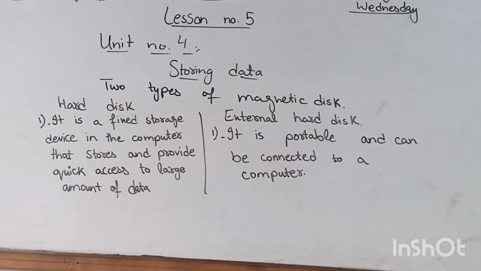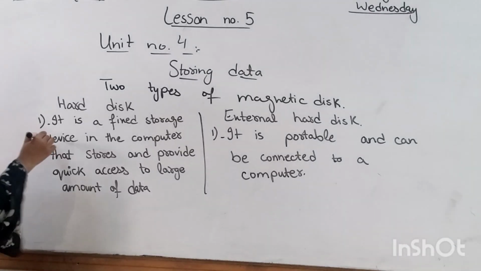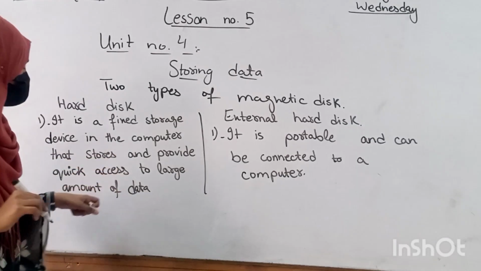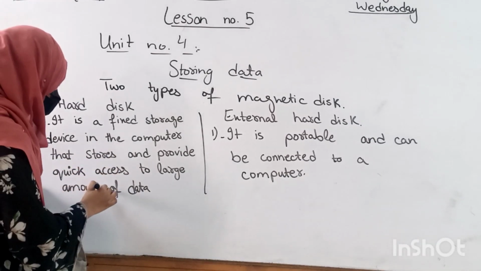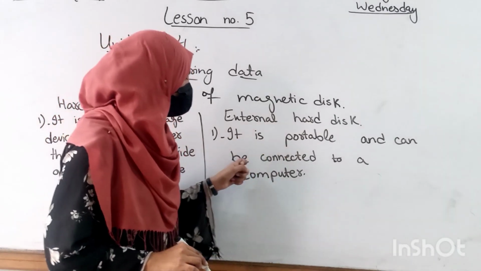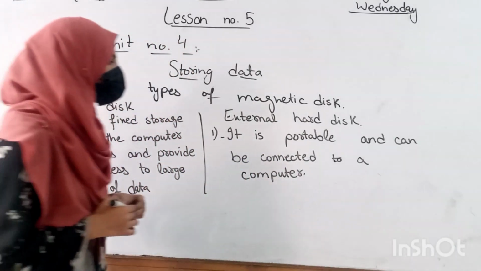So students, as you can see, there are two types of magnetic disk. One is the hard disk and the other is the external hard disk drive. Hard disk is a fixed storage device in the computer that stores and provides quick access to large amounts of data. And the other is external hard disk. It is portable and can be connected to a computer.